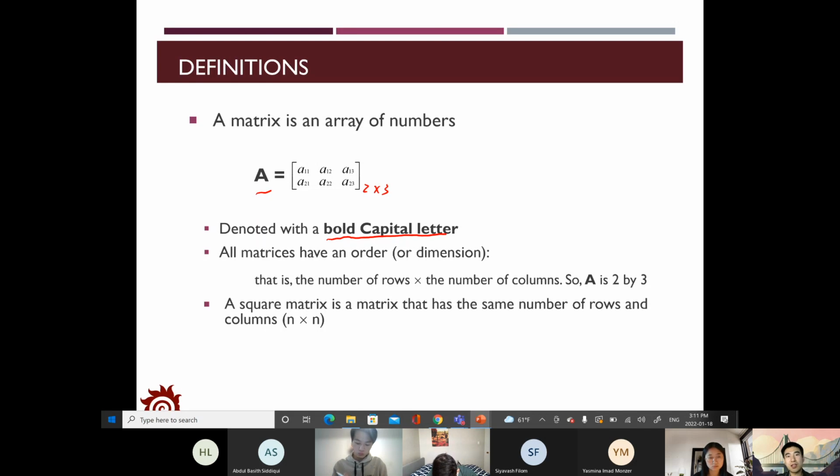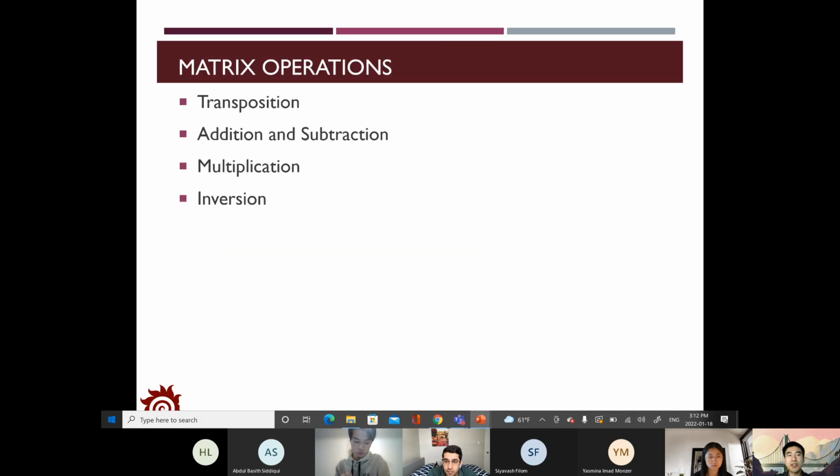Also, we know that for one matrix, you're going to have a dimension. For this example, the dimension of A is 2 by 3, so we have 2 rows followed by 3 columns. If we have the same number, like n rows and n columns, then we define this matrix as the square matrix. So that's the brief definition of the matrix.